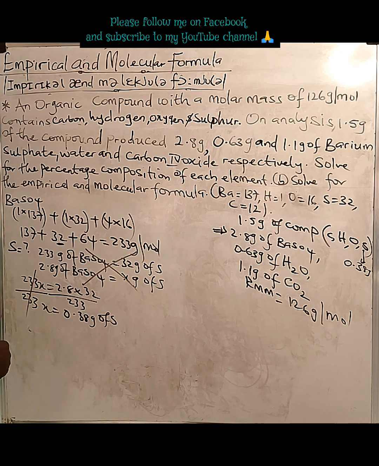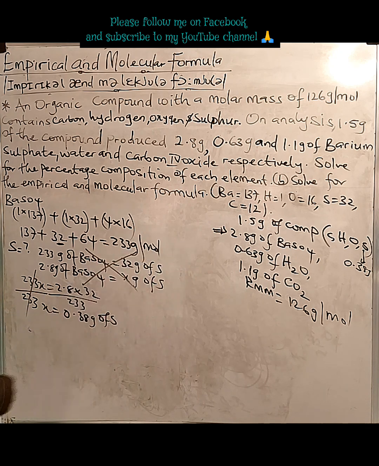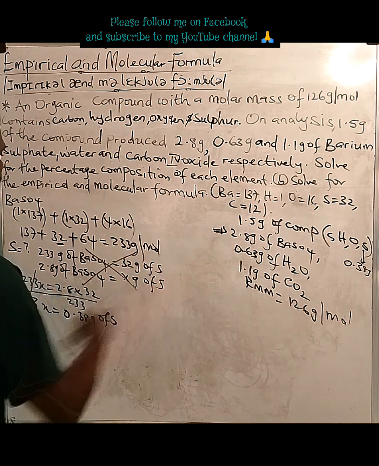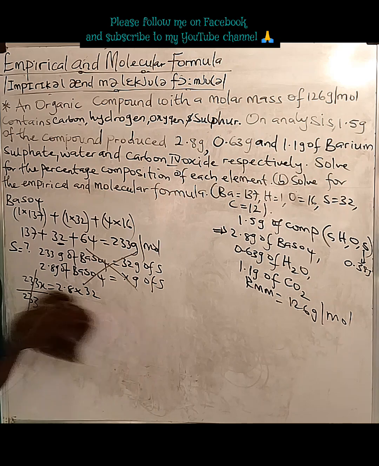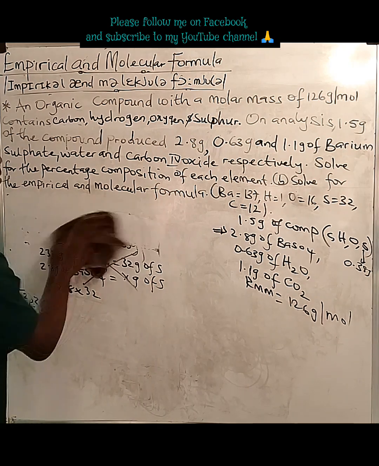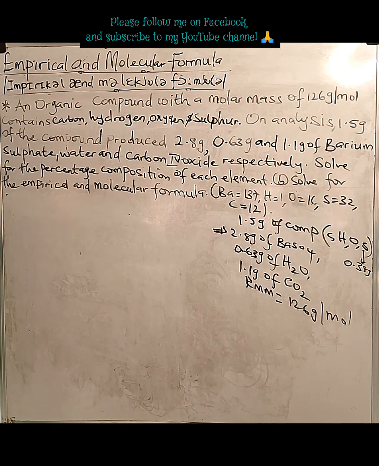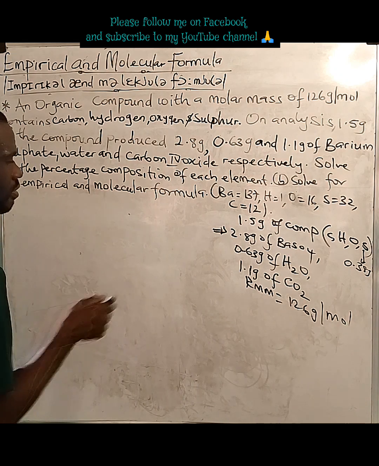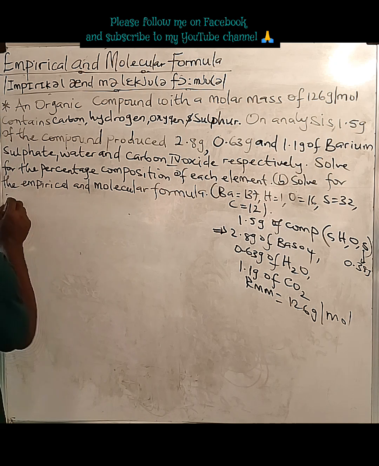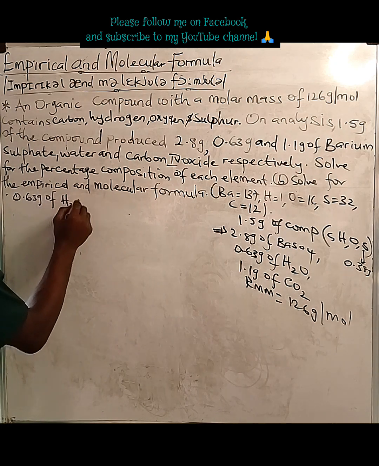So the next thing now we're going to be solving for is the other element, which is hydrogen. The next one in line is 0.63 gram of water we produce. So let's work on that quickly. So we have 0.63 gram of water, 0.63 gram of H2O.